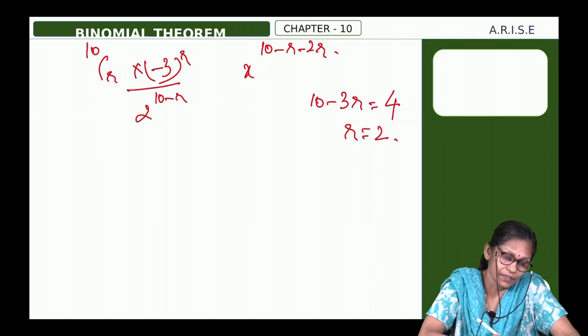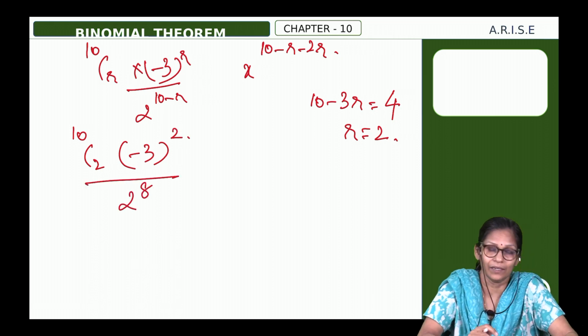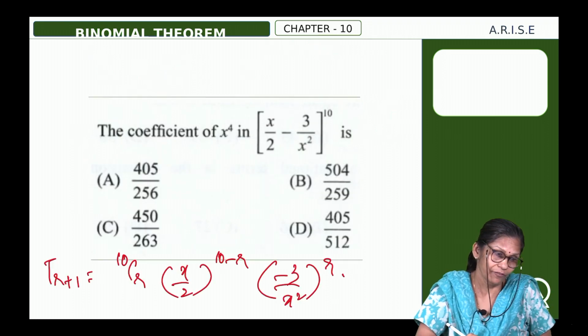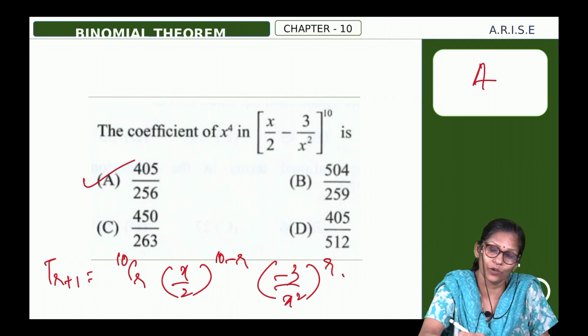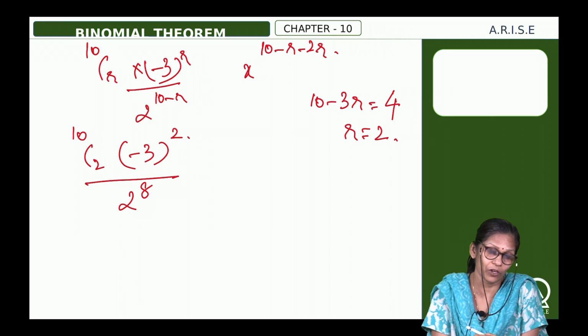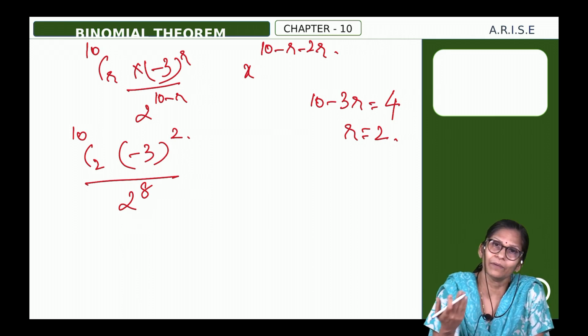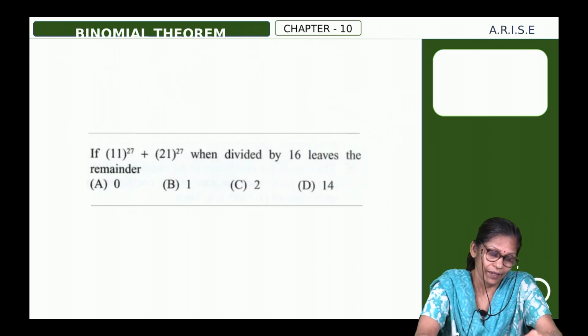So, what is the term? 10c2 into minus 3 the whole raised to 2 divided by 2 raised to 8. You simplify, you will have 405 by 256. Option A is your answer. This I am not going to do, you can try it on your own because these are just normal algebraic multiplication and the evaluation of nCrs here.